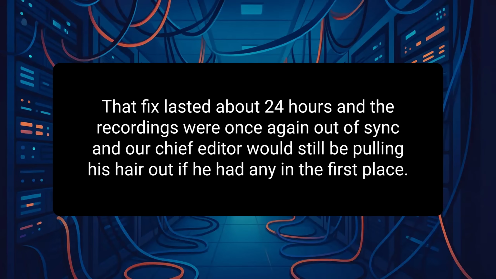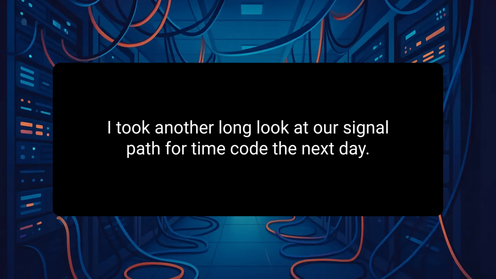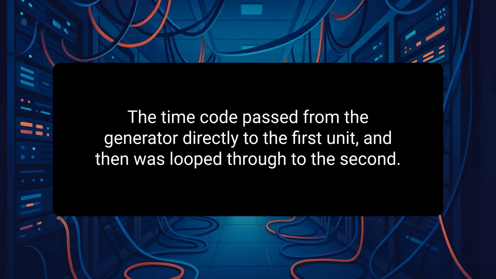Lovely. That fix lasted about 24 hours, and the recordings were once again out of sync, and our chief editor would still be pulling his hair out if he had any in the first place. WTF. I took another long look at our signal path for timecode the next day. The unit-to-unit latency made 0 sense. The timecode passed from the generator directly to the first unit, and then was looped through to the second.